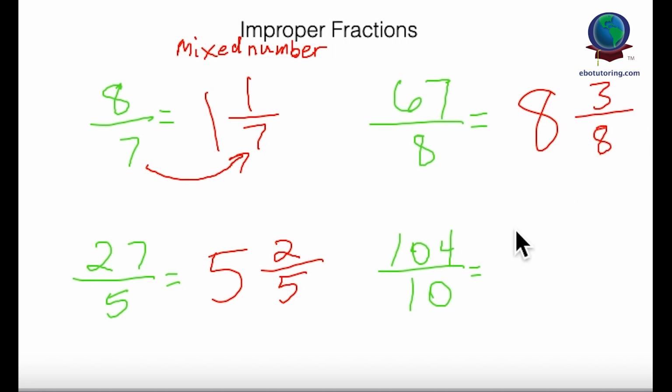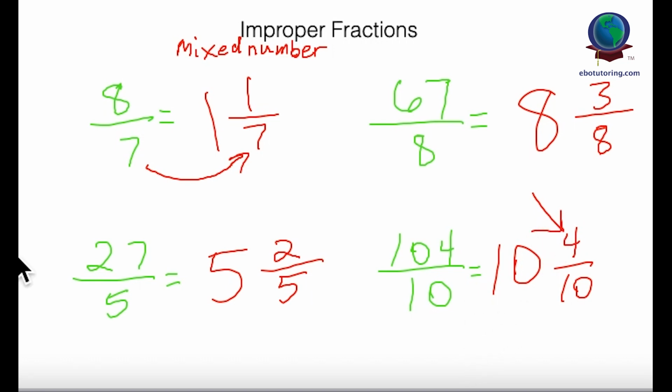Final answer. Very good. Let's try 104 over 10. How many times can 10 go into 104? 10 times, right? How many will be left over? 4. Very good. 10 and 4/10. And we know, guess what? You can reduce fractions in mixed numbers too.